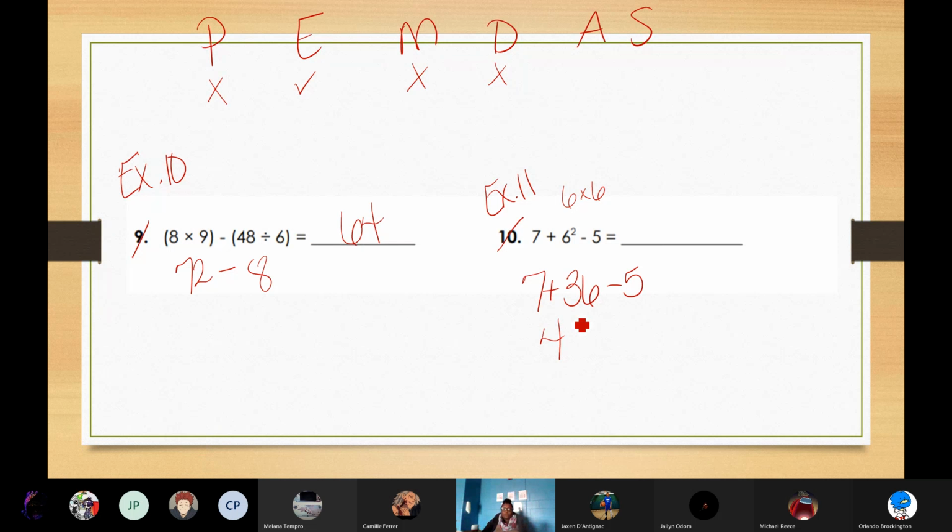43. 43 minus 5. What is 43 minus 5? 38. So I did my addition second and my subtraction last.